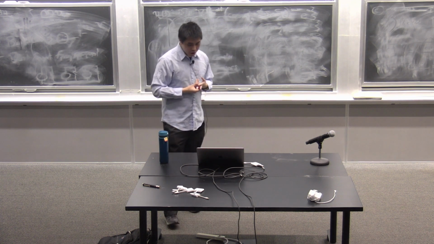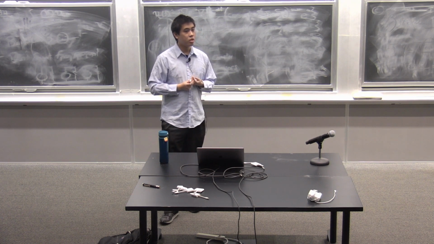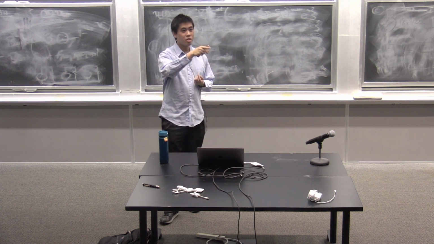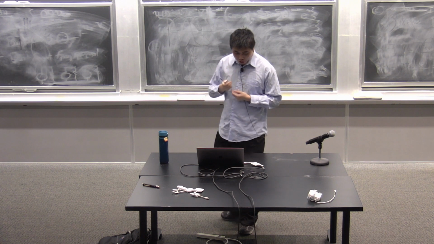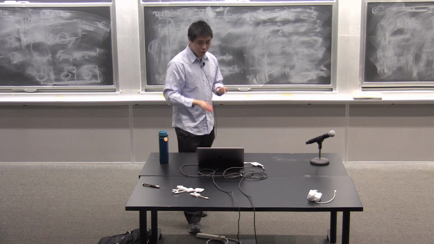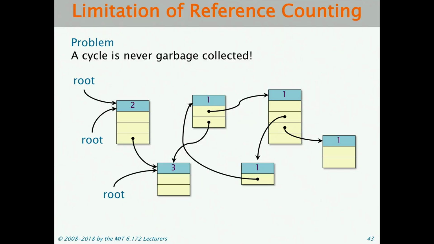So there's one issue with reference counting. Does anybody see what the issue is? Yes. It has a reference to itself. Yes. So what if it has a reference to itself? More generally, what if it has a cycle? You can't ever garbage collect a cycle when you're using reference counts.